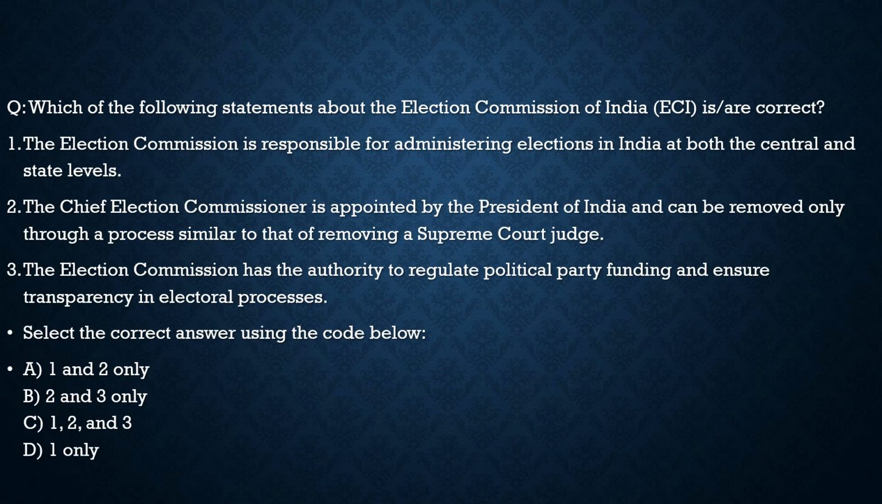It is about the Election Commission of India. Which of the following statements about the Election Commission of India are correct? It is a very basic knowledge question. Let's solve it. The first statement says the Election Commission is responsible for administering elections in India at both the central and state levels. 100% correct. The Chief Election Commissioner is appointed by the President of India and can be removed only through a process similar to that of removing a Supreme Court judge. 100% correct. Statement 3: the Election Commission has the authority to regulate political party funding and ensure transparency in the electoral process. 100% correct. So with respect to this question, the correct answer is option C.